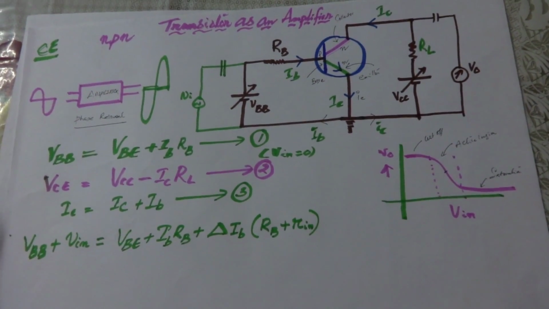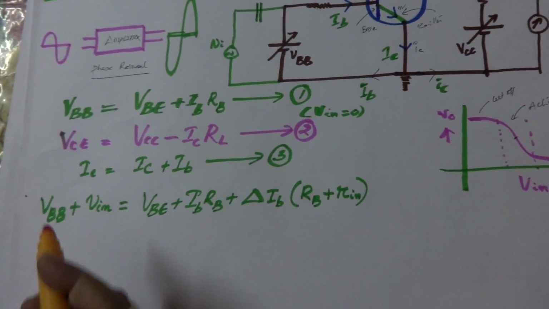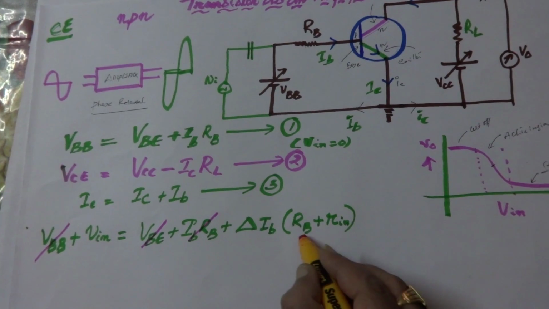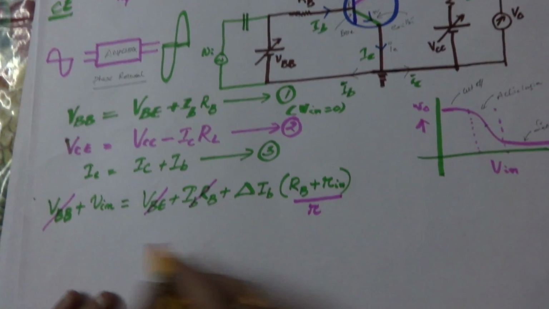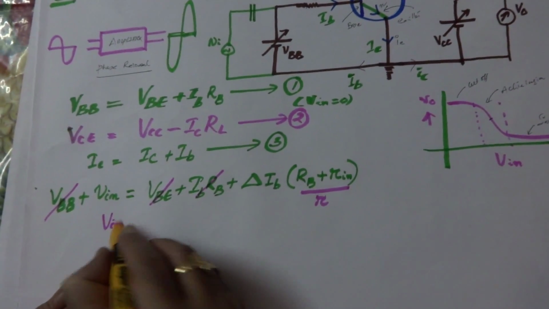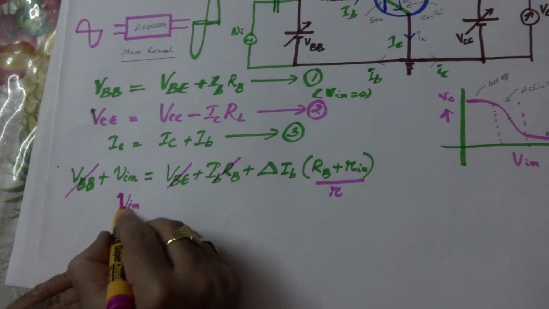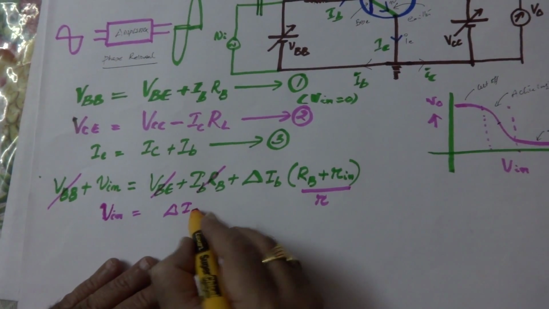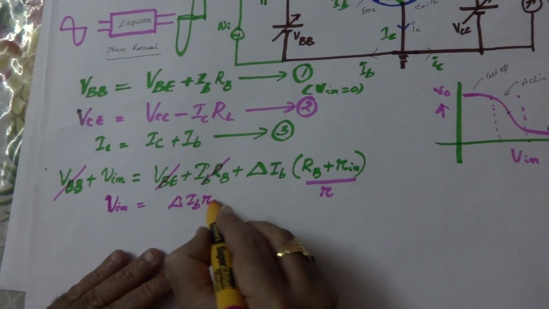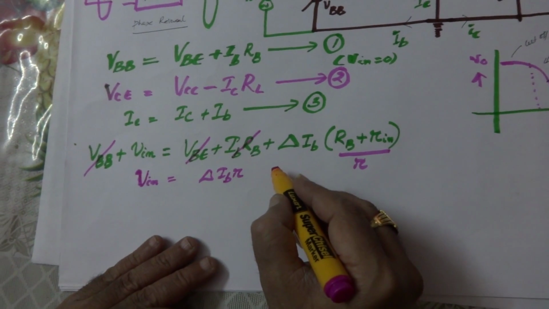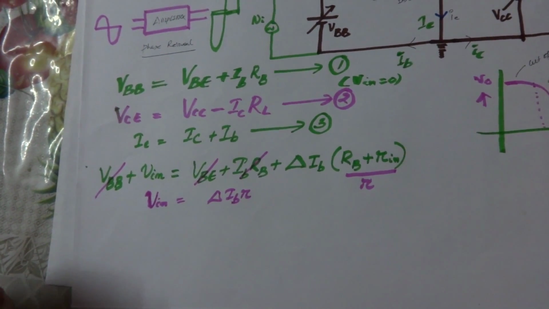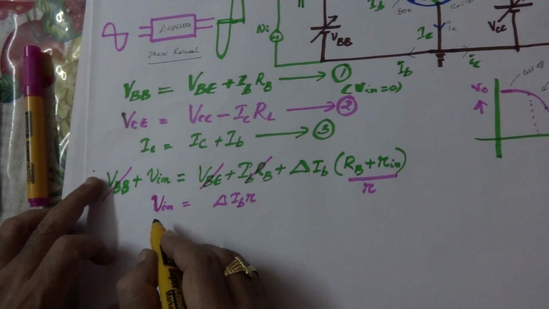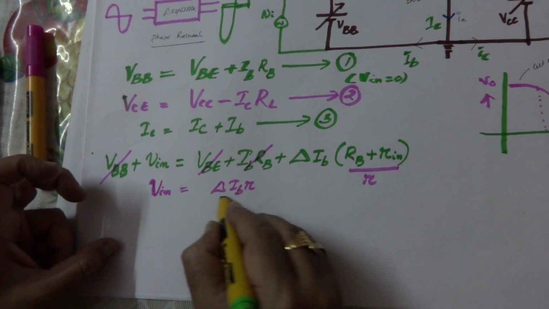Now if you observe this carefully, from the first equation we can cancel it. Now if you replace this value by simply R, then the equation will be Vin equal to delta IB times R. Now this is nothing but delta VBB, the change in input voltage. So this is the value.